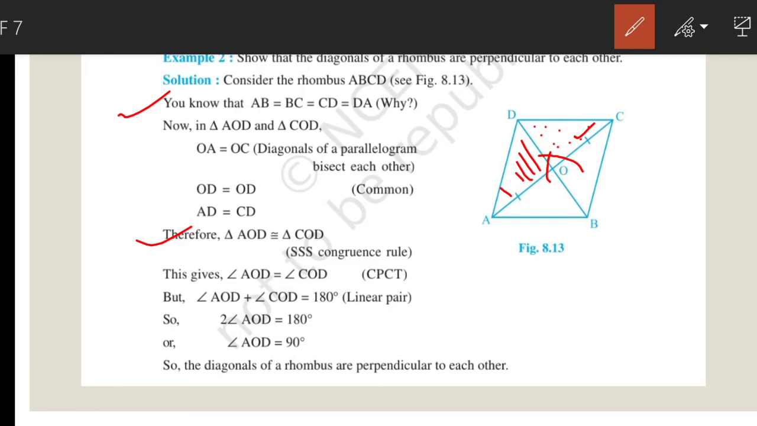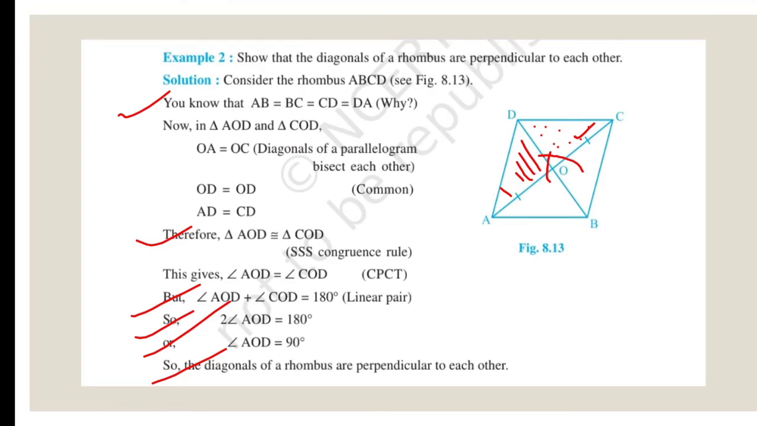Also, angle AOD plus angle COD is equal to 180 as the total angle at point O is 180 for a linear pair. Since angle AOD and COD are equal, we can write 2 angle AOD is equal to 180. So angle AOD is equal to 90. So this proves that the diagonals of a rhombus are perpendicular to each other. So this is how we prove sum number 2.